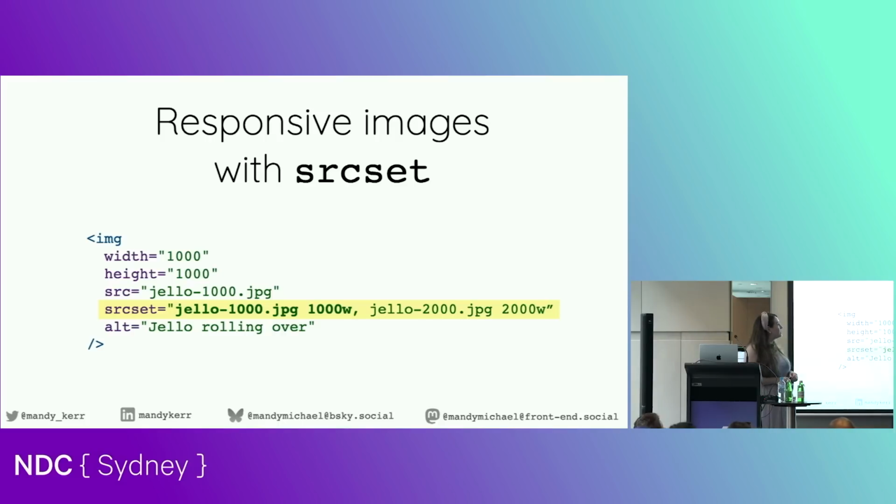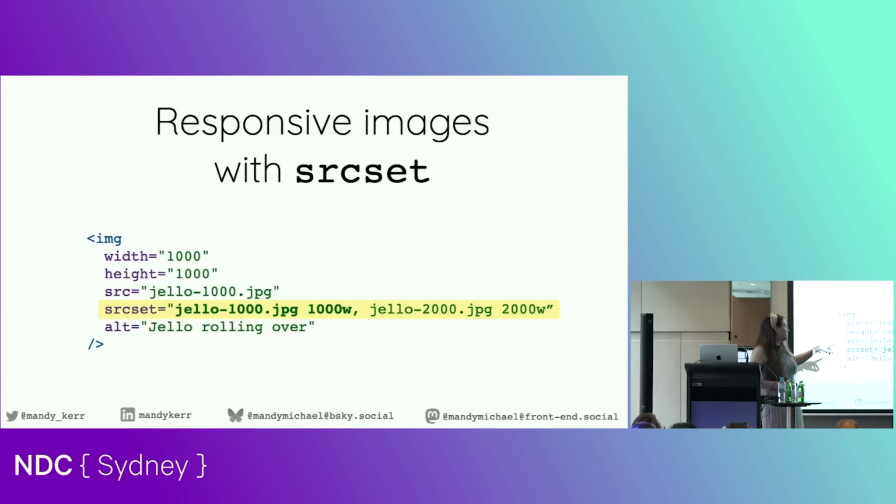With that, we have the source set attribute, which allows you to specify a comma-separated list of images, file names, along with a width or density descriptor. Density descriptor just refers to the DPI of an image. We'll use width as an example. So in this case, we're saying we have an image here, Jello 1000, that is 1,000 pixels wide. What this does is tell the browser that the image is 1,000 pixels wide, so it doesn't need to download it to know how big it is.